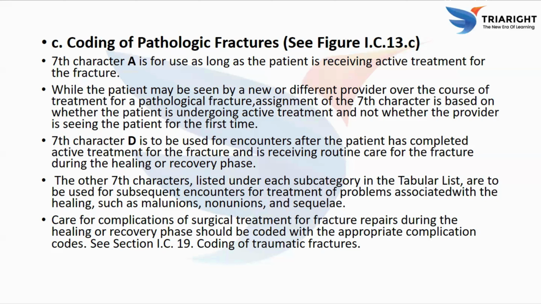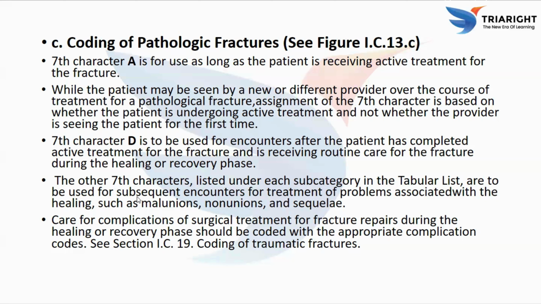There are other seventh characters for healing with problems. In the tabular list, ICD-10 gives specific seventh characters for complicated healing. What are those examples? They include malunion, non-union, delayed healing and other sequelae. What do you mean by malunion? This is when the bone heals in the wrong position, whereas non-union is when the bone fails to heal, and delayed healing and other sequelae are the long-term consequences after the fracture has healed. So these characters help to document faulty or prolonged healing.